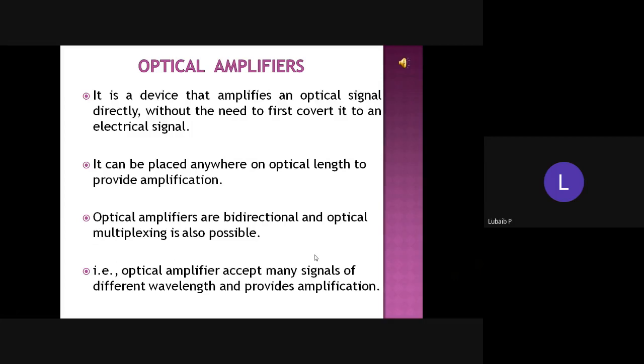It can be placed anywhere on the optical link to provide the amplification. That is, these amplifiers can be placed along the transmission line, or prior to the front end of the receiver, or anywhere. All these things we will discuss soon. Optical amplifiers are bidirectional, and optical multiplexing is also possible. That is, optical amplifiers accept many signals of different wavelengths and provide amplification. That's why they are bidirectional and optical multiplexing is also possible here.